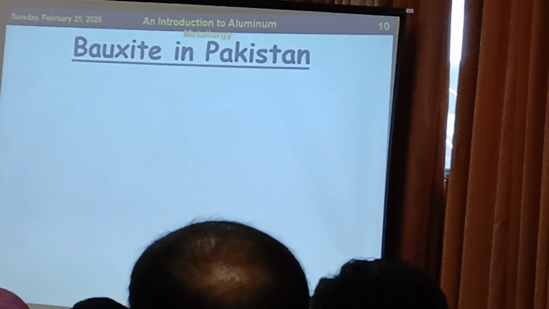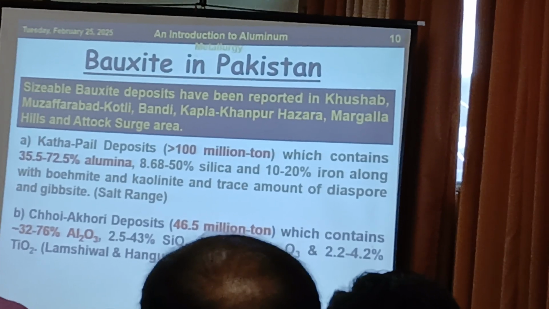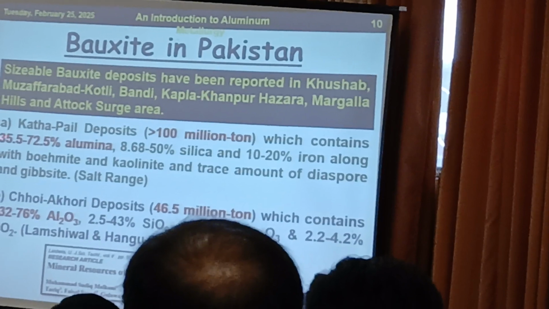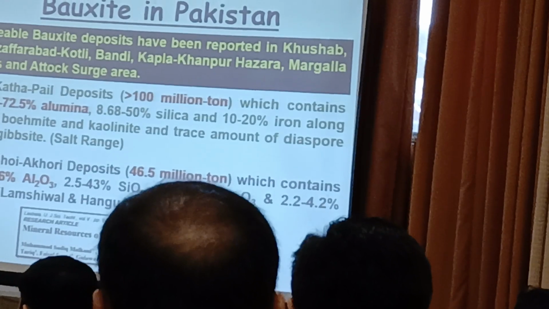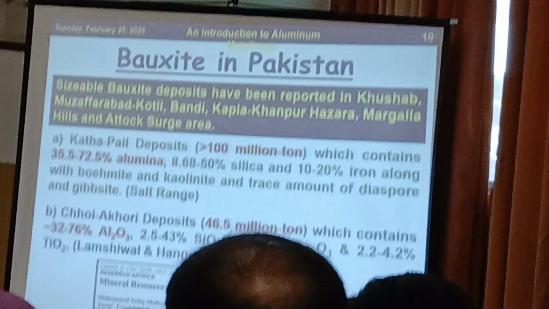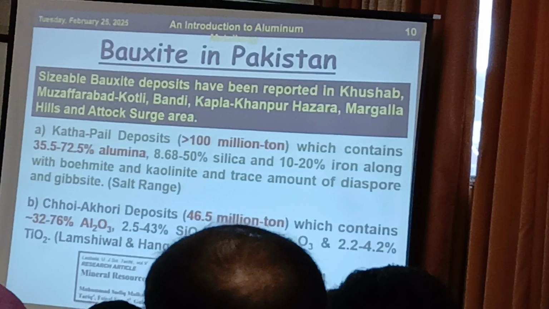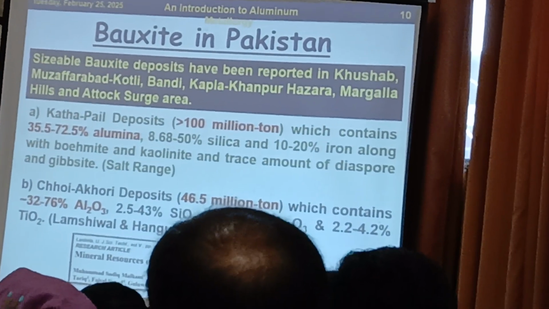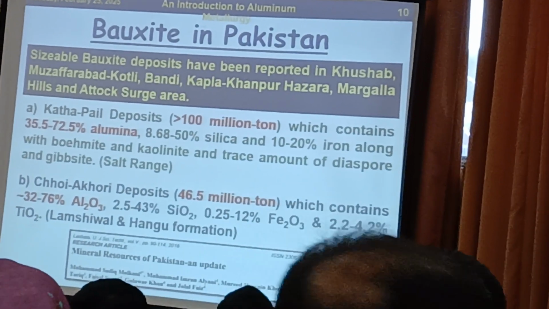So let's see what is available in Pakistan. Sizable deposits are available in Pakistan in different areas like Kushak and other areas. And you can see here this single Kathapel, this is a single deposit which has more than 100 million tons of bauxite. And this is more than Turkey. But why is Pakistan's name not in that list? That's because it's a question mark on us, because we do not value our minerals and natural resources, and we do not know the potential in these minerals, these resources. We have to think about that.